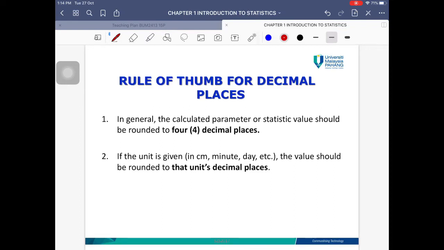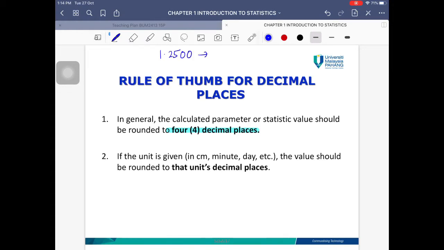A rule of thumb, so this is going to be the rule for the whole course starting from chapter 1 until chapter 6: every single time you do your calculation, it has to be in terms of 4 decimal places. If I mark your paper and the calculation is not in terms of 4 decimal places, I am entitled to deduct your marks for it. So please make sure that everything is in terms of 4 decimal places.